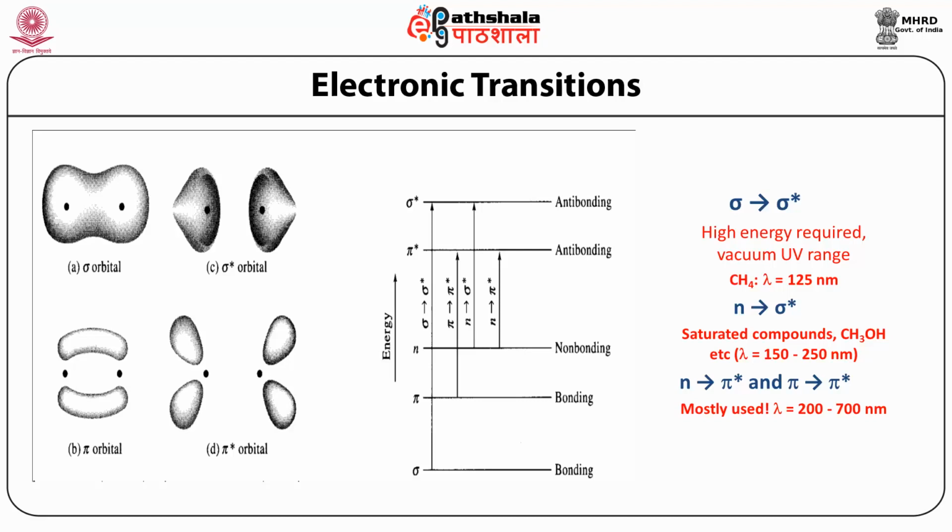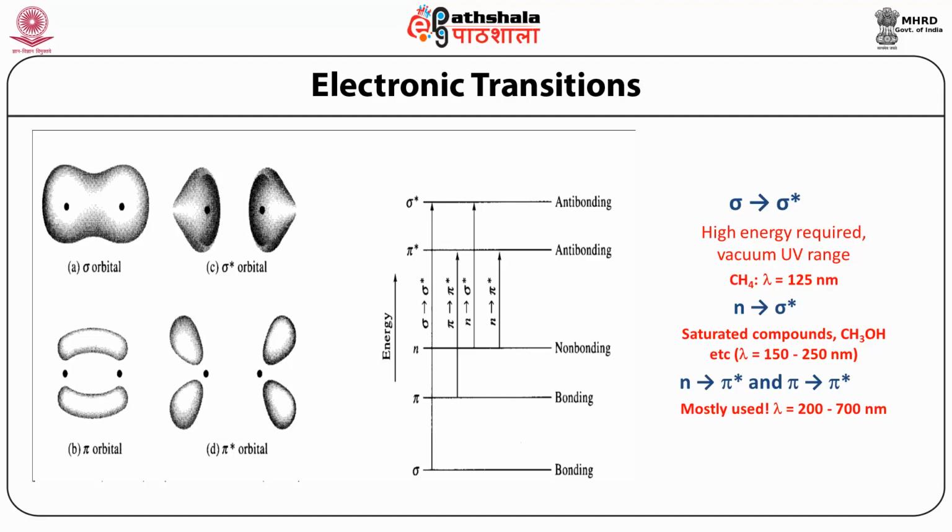N to sigma star transition. Saturated compounds containing atoms with lone pair non-bonding electrons are capable of n to sigma star transition. These transitions usually need less energy than sigma to sigma star transition. They can be initiated by light whose wavelength is in the range of 150 to 250 nanometers. The number of organic functional groups with n to sigma star peak in the UV range is small.